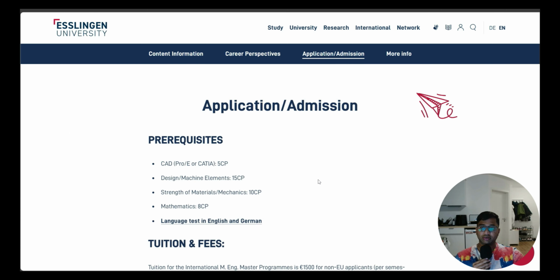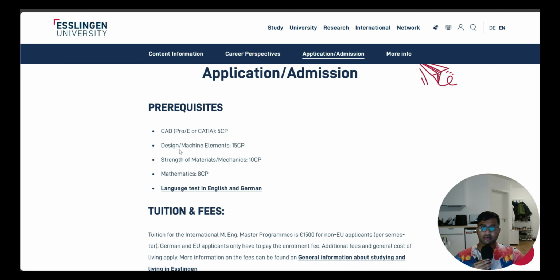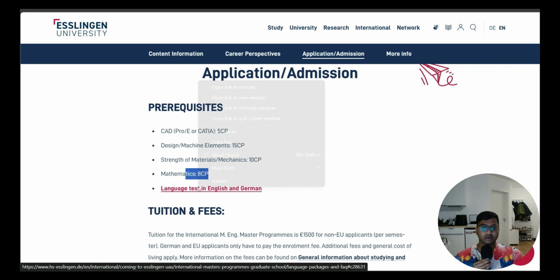Then application and admissions. Prerequisites: what are the things that you need to have? One thing is you need to fulfill 55 credit points: 5 credit points in CAD, design and mechanical elements 15 credit points, strength of materials and mechanics 10 credit points, and mathematics 8 credit points. To check the language requirements, you can look at the language tests in English and German.